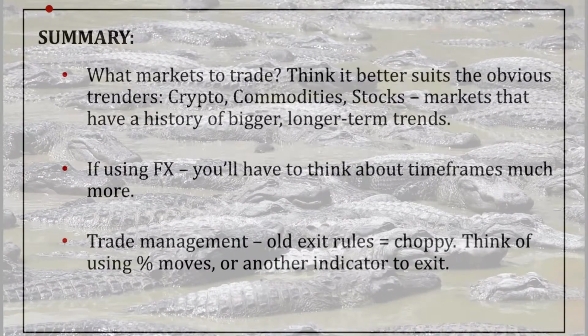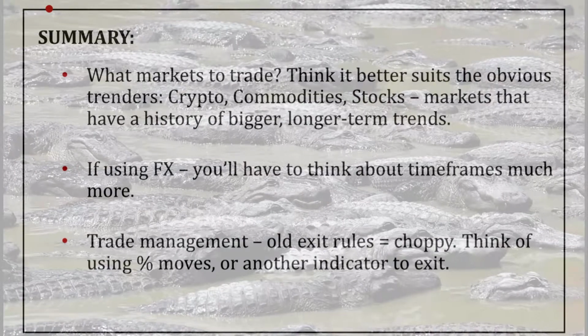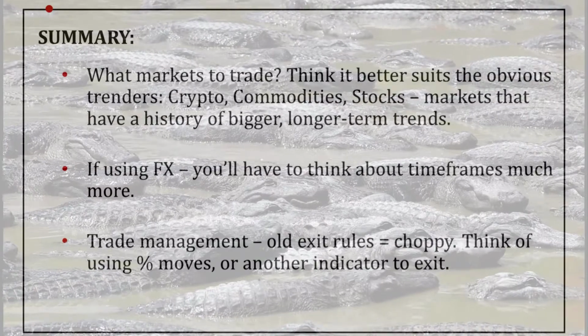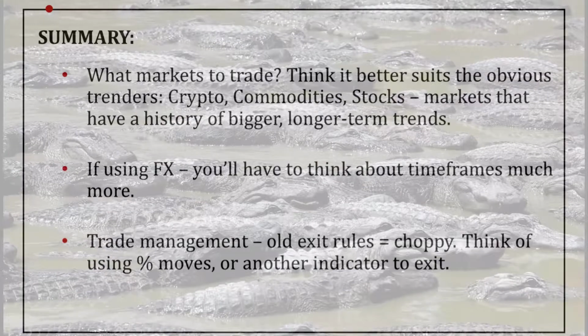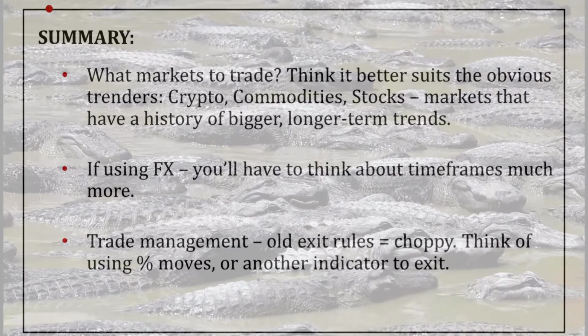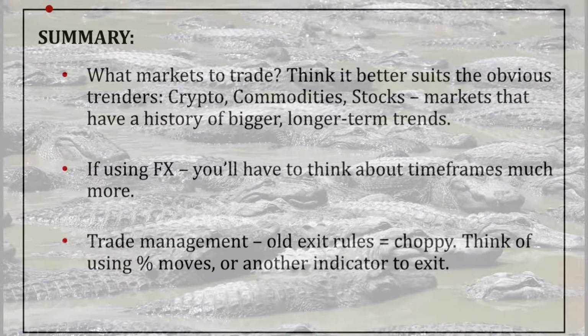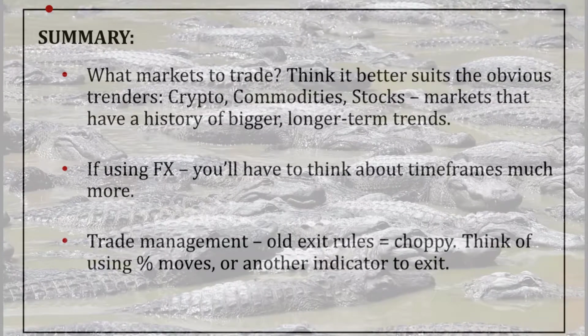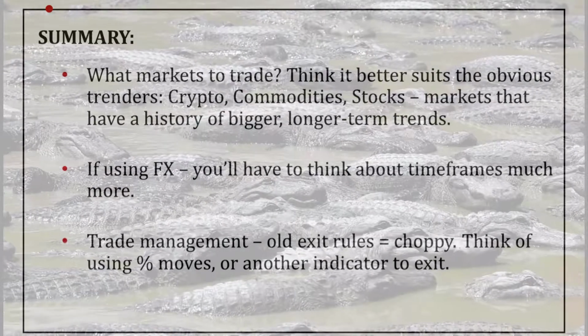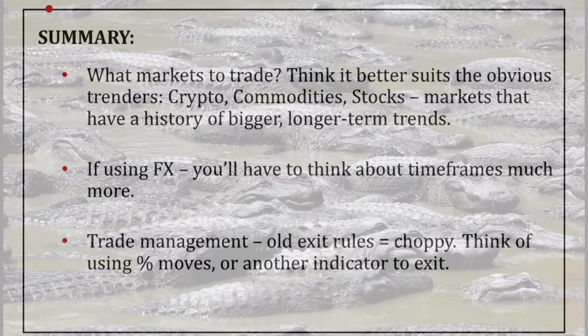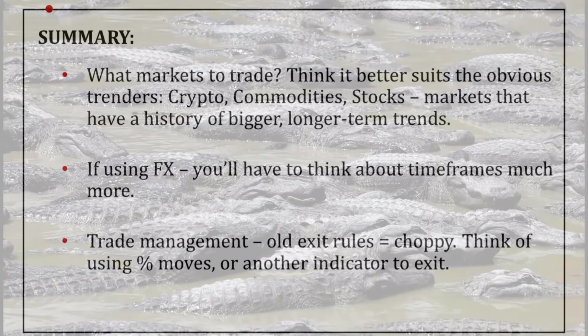But if you're into the standard majors, then you're going to have to think of the time frames a lot more. And my final point there is that trade management, the old exit rules, are going to give you too much choppiness. Maybe think of different approaches, maybe using percentage moves like 1.5% return to 1% risk, or another indicator to get out of the trade.